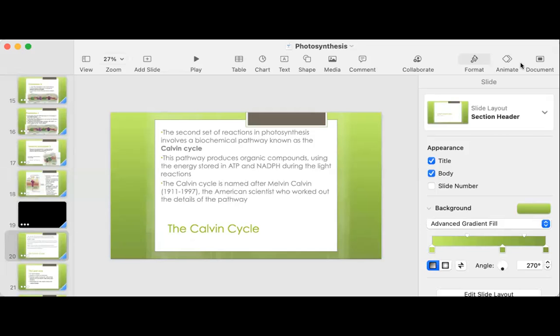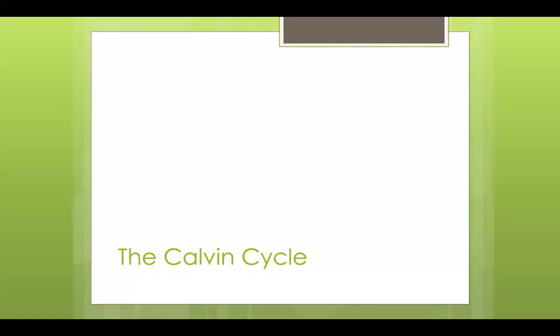Last week I talked about the light reactions and how inside the thylakoid membrane you've got photosystems, which are groups of pigments, and they capture light energy and convert it to chemical energy in the form of two molecules: ATP and NADPH. These are the molecules that carry the energy from light into chemical energy for the Calvin cycle.